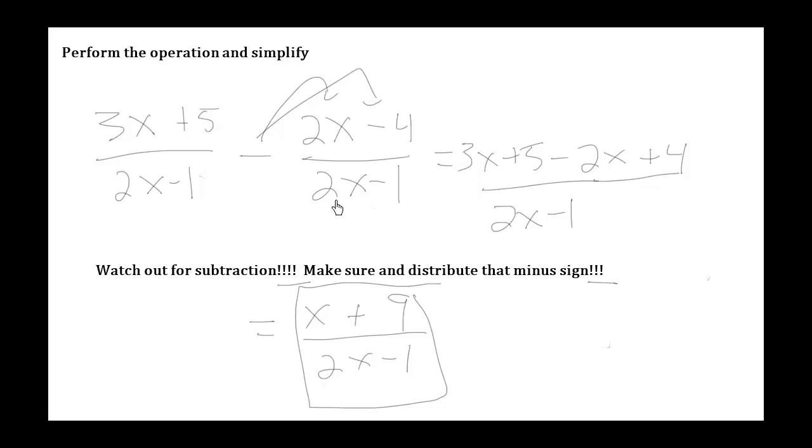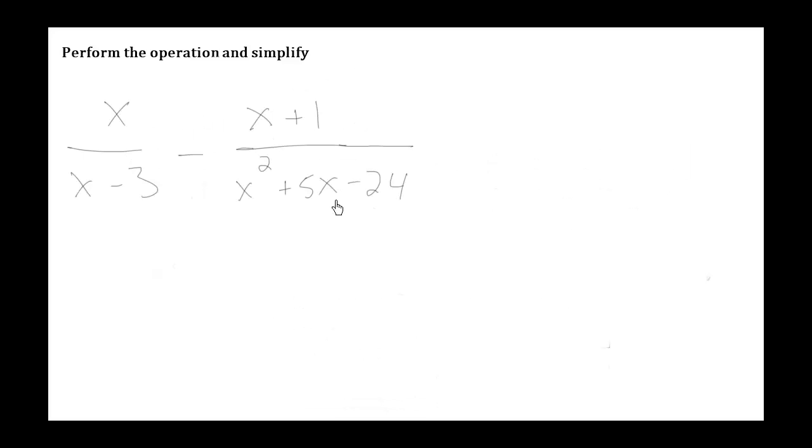Okay, let's try one where the bottoms aren't the same. Okay, let's look at this one. Again, we're subtracting, but here our bottoms are not the same. When this happens, the first thing you do is factor both denominators. So I've got the x minus 3, there's nothing to factor there, that's just x minus 3.